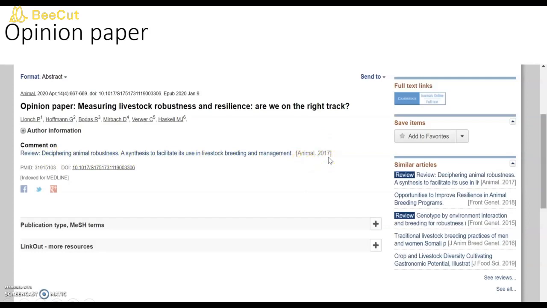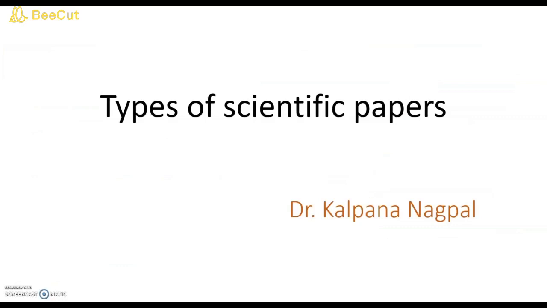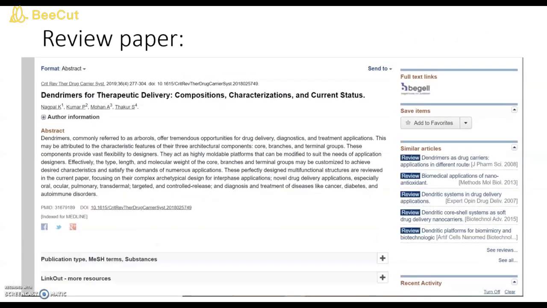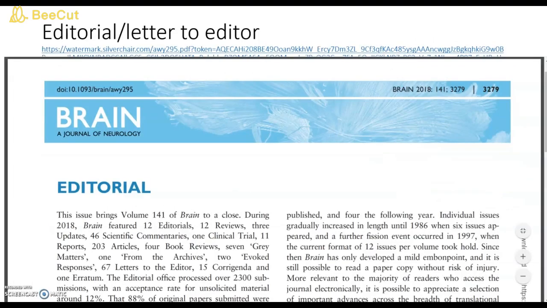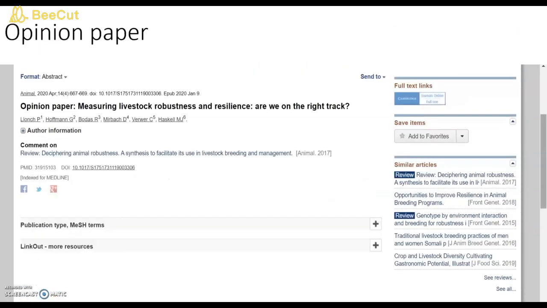So what is the opinion of these authors about this paper? Again, this got published in another paper in the journal Animal in the year 2020. So this is a kind of opinion paper. Okay, I hope you understood the concept of the different types of research papers. Just a brief overview. First is very rapid, short communications, followed by the research notes, the review papers, editorials, the case studies, case reports, and opinion papers.